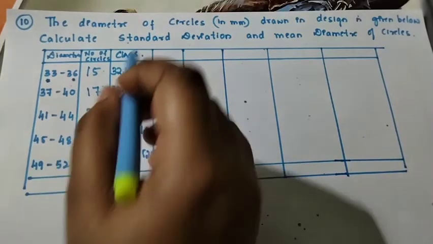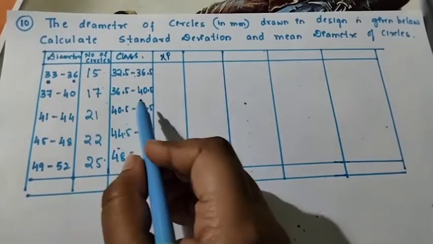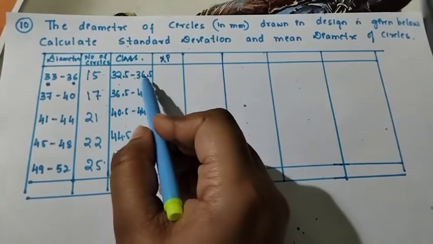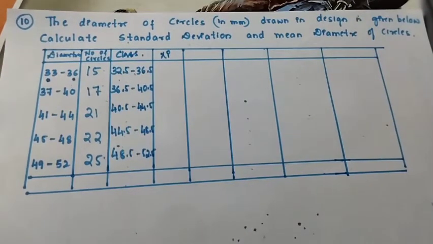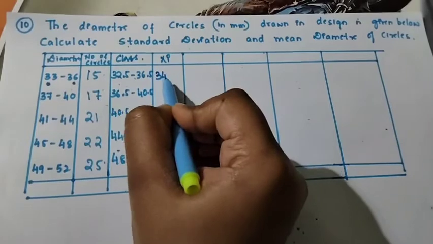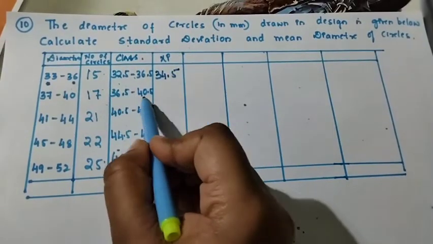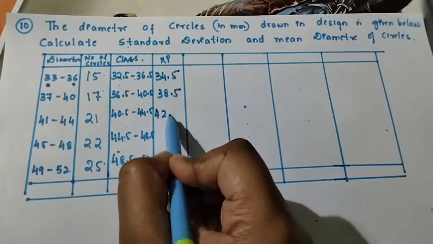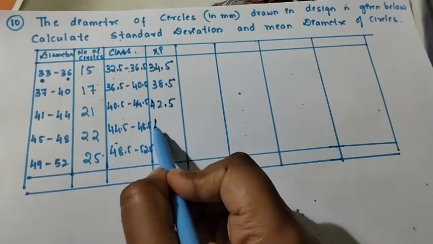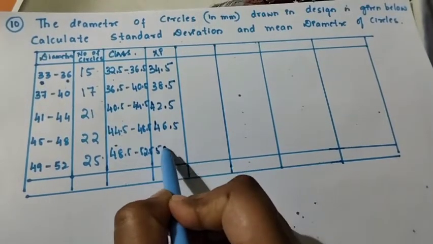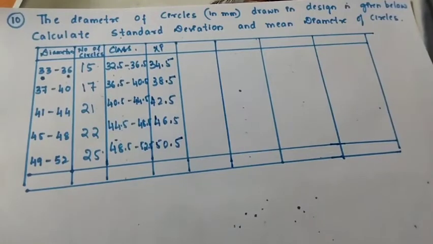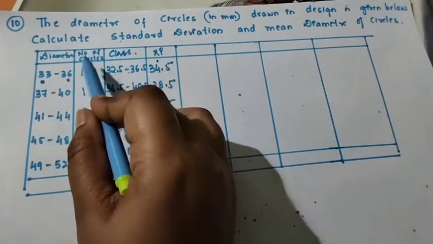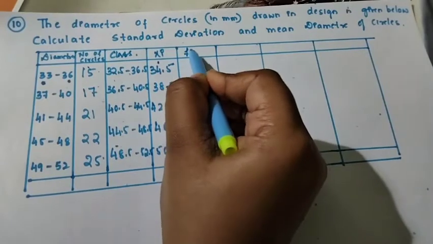Okay, the next steps are simple. Again you have to find the xi values. The xi value is obtained by adding these two limits and dividing by 2. So 32.5 plus 36.5 divided by 2, you will get 34.5. Then add these two and divide by 2, you will get 38.5. The next one will be 42.5, the next 46.5, then 50.5.